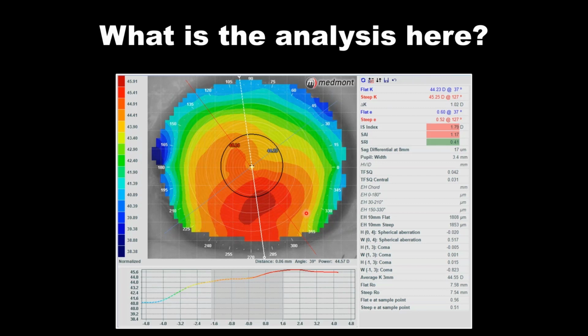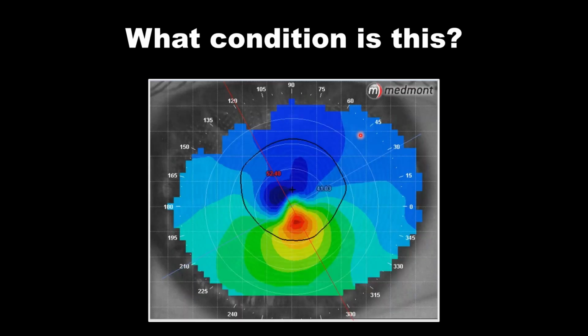Here we can't definitively say that this is an irregular cornea. We can certainly say it's a droopy corneal apex, and we can say that some of the disease detection indices are suggesting possibly a diseased eye. Now, what about here? What do you think the condition is in this case?